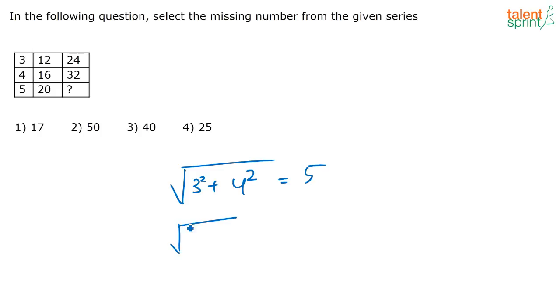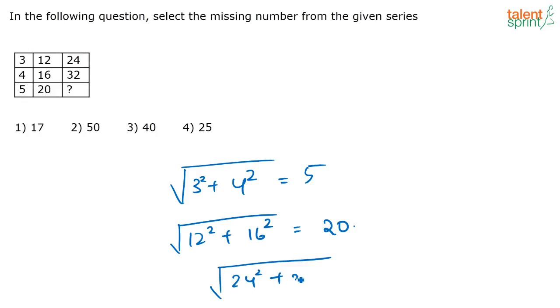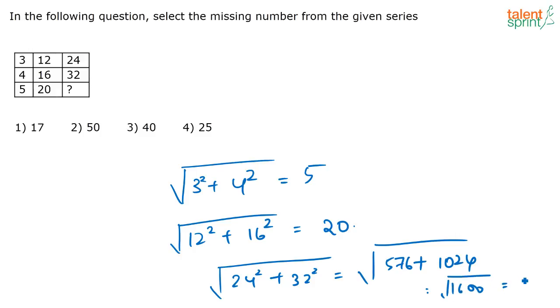Similarly, root of 12 squared plus 16 squared, that gives you 20. So what should come in the question mark? It should be root of 24 squared plus 32 squared, that is equal to root of 576 plus 1024, or that is equal to root of 1600. 1600 is 40. Option 3. Okay, so that's how I did it.